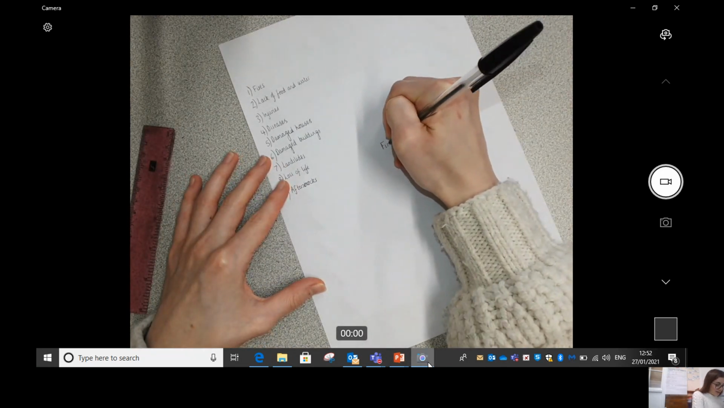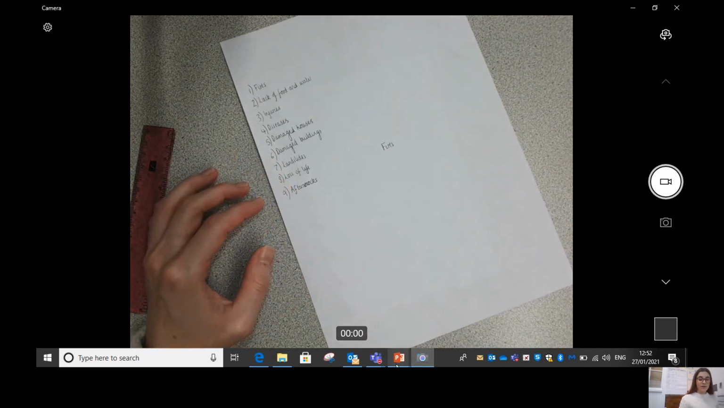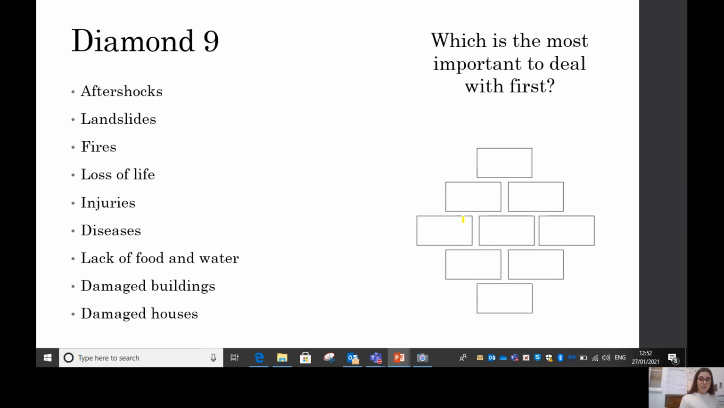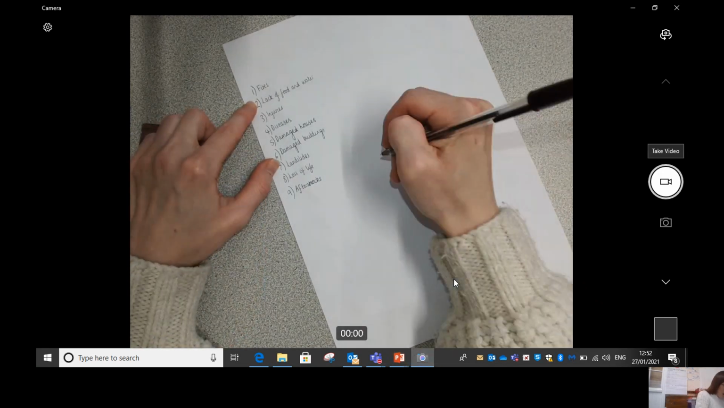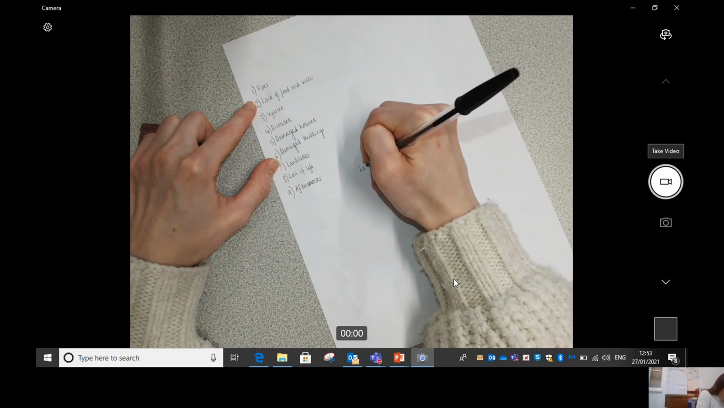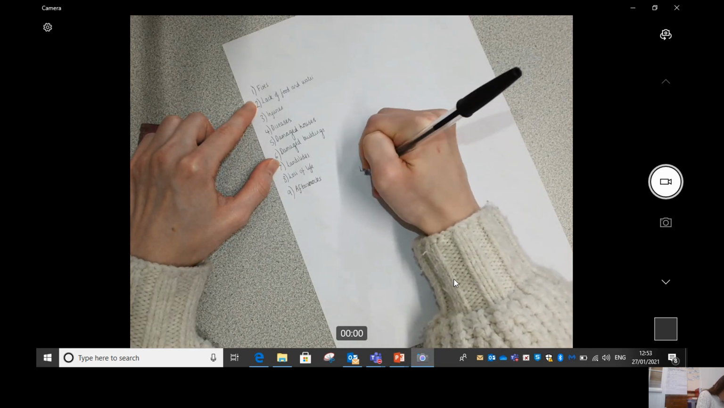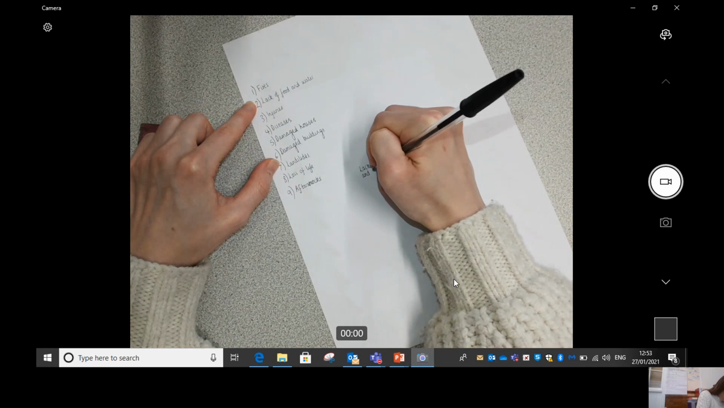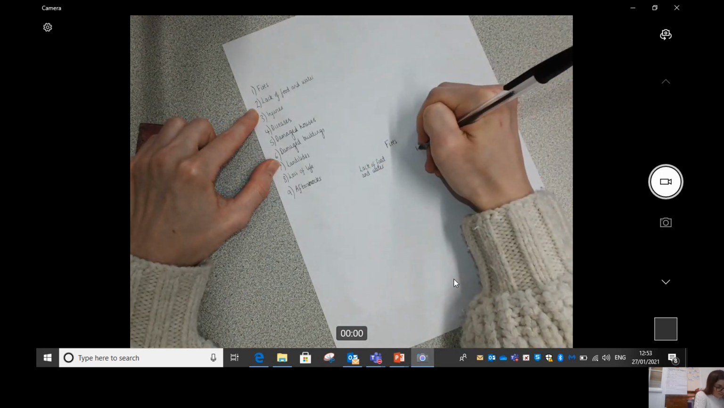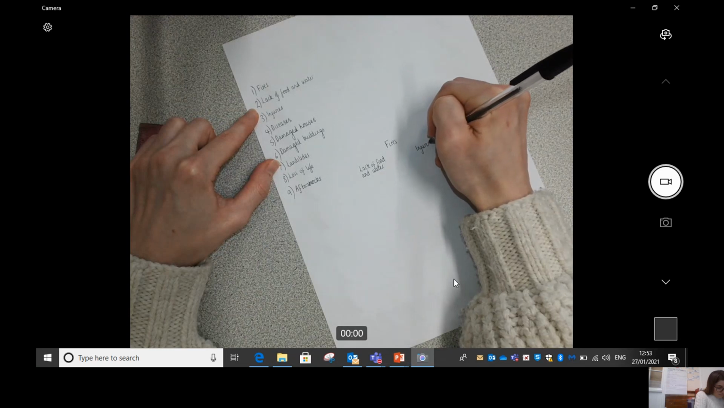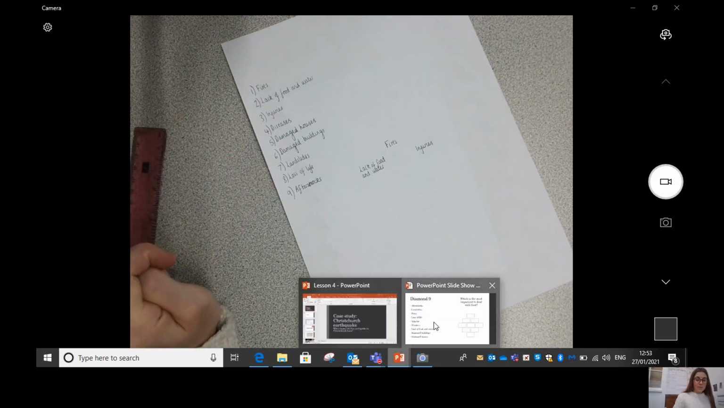I'm going to do it as neatly as I can in a diamond shape. So fires, I have said I'm putting at the top. On my next line, as we can see on this diagram on my slide, we need the next 2 most important things. So mine were lack of food and water, and injuries. Okay, so that's 1, 2, and 3 on my page.